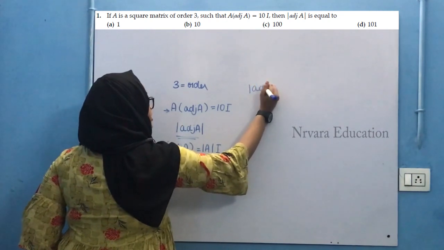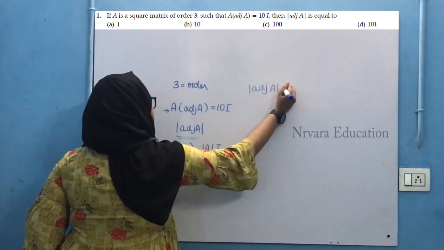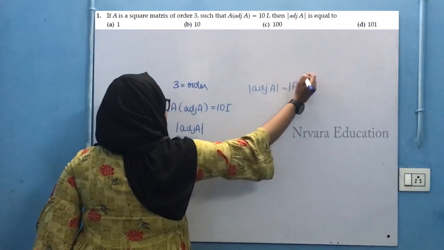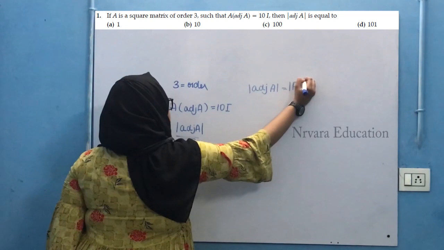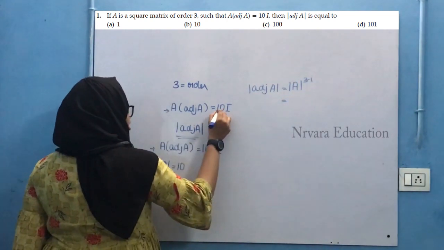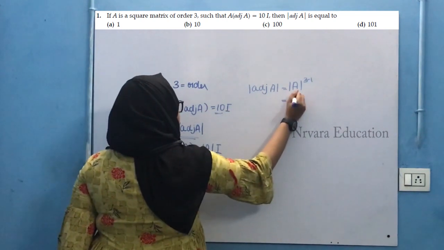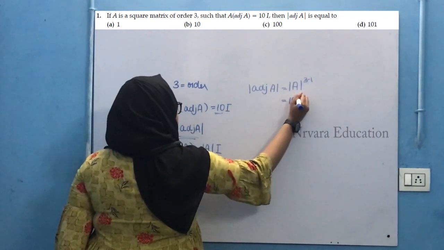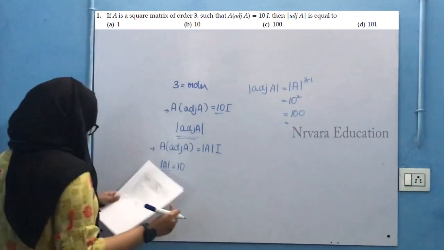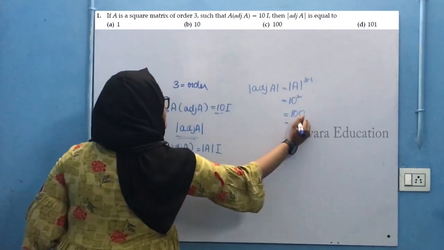determinant of adjoint of A will be equal to determinant of A raised to the order minus 1. So the value of determinant of A is 10 and 3 minus 1 will be 2. So our answer will be 100, which is option C.